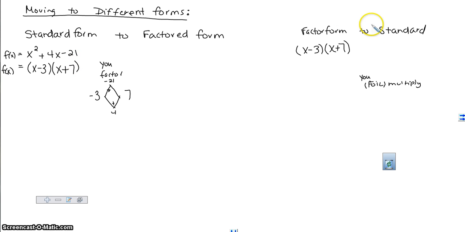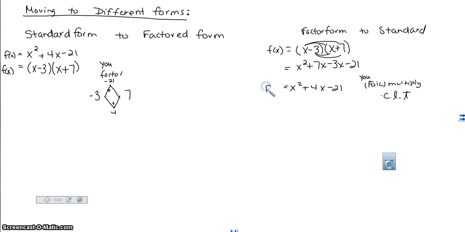Over here, if we want to go from factored to standard, okay, this should say f of x, then you're going to FOIL or multiply. So x times x, x times 7, negative 3 times x, negative 3 times 7, and then you want to, of course, combine like terms. And there you have it. You'll notice, hey, I got the same exact parabola. Okay, going backwards and frontwards.